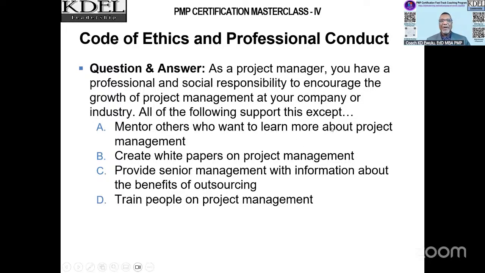So let's look at a few questions. As a project manager, you have a professional and social responsibility to encourage the growth of project management at your company or industry. All the following support this except: number one, you want to mentor others who want to learn more about project management. You want to create white papers on project management. You want to provide senior management with information about the benefits of outsourcing. You want to train people on project management.